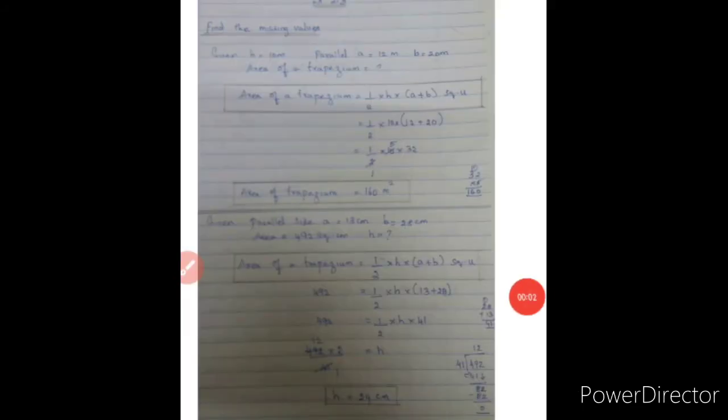Here in exercise 2.3, we are going to use area of trapezium formula. What is the given area of trapezium formula? Half into height into a plus b square unit. Here, half into h, h represents the height, and a plus b is your parallel sides of the given figure.